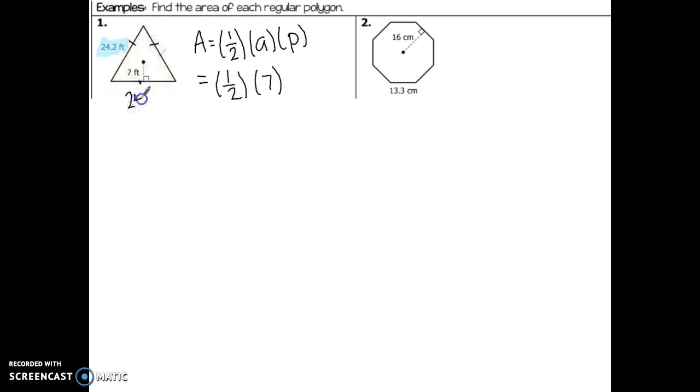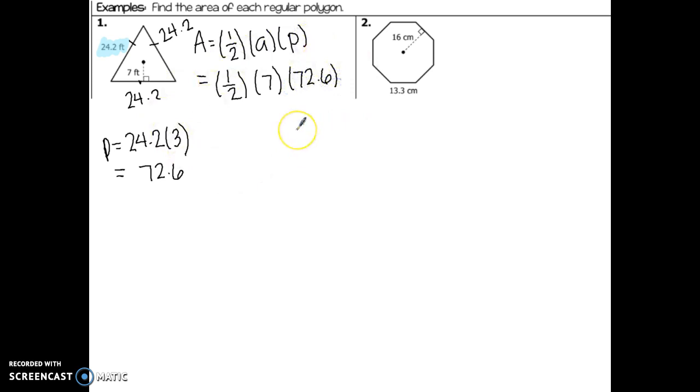So this side is also 24.2. This side is also 24.2. So what you can do is add all those sides up, or you can just multiply by 3, the number of sides that we have, and then we find our perimeter. So we would say 24.2 times the number of sides, and we end up getting 72.6 for that. So I'm going to come down here and replace my P with 72.6.